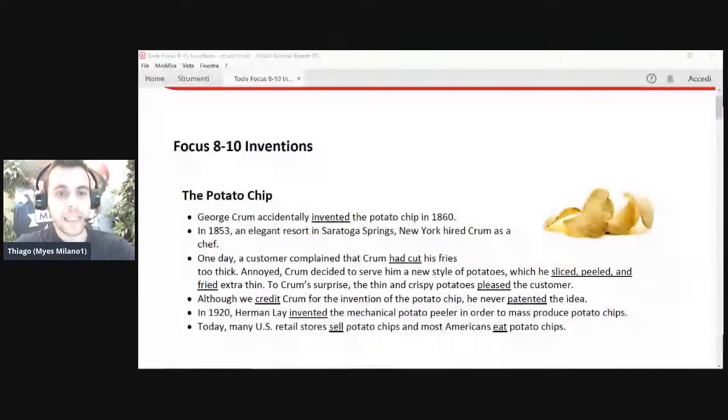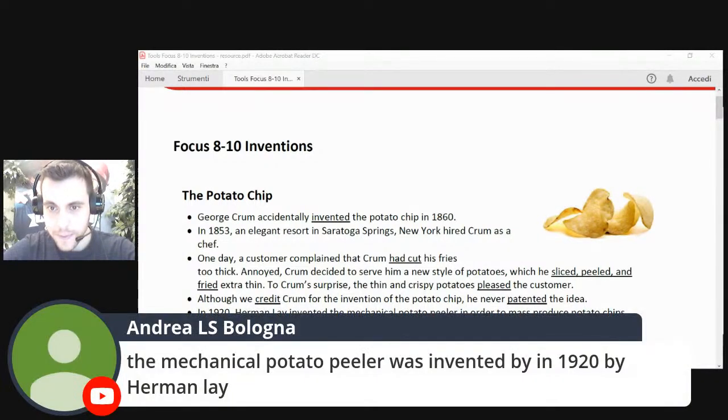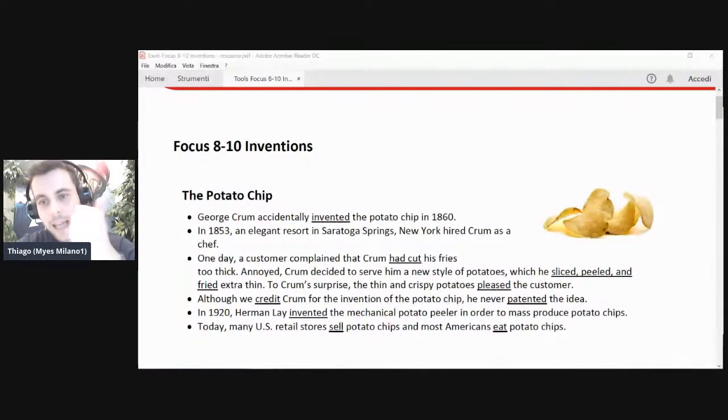Like a peeler is a machine to peel the potato, so to remove the skin around it. So a peeler comes from the verb to peel. Exactly, Andrea. Very nice. So the mechanical potato peeler was invented. Okay. All right. Last one.